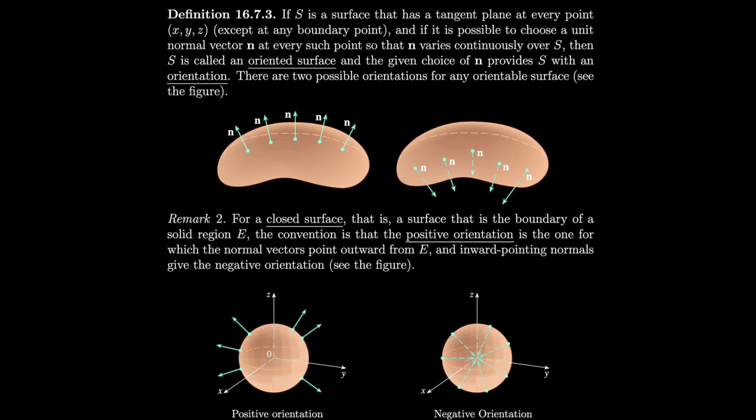For a closed surface, that is a surface that is the boundary of a solid region E, the convention is that the positive orientation is the one for which the normal vectors point outward from E. This would be a positive orientation, and then inward pointing normals give our negative orientation. So it's the same surface, just a different orientation based on where we choose to have the normal vectors point, either inward or outward.